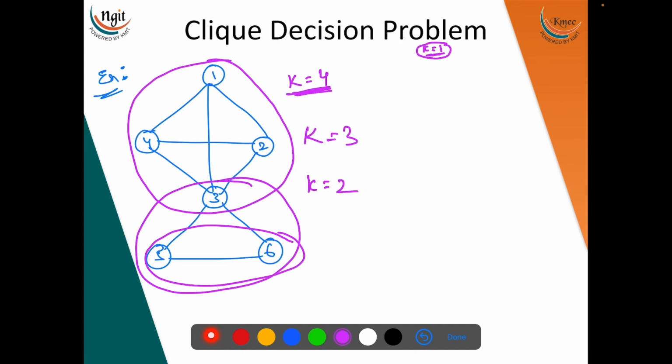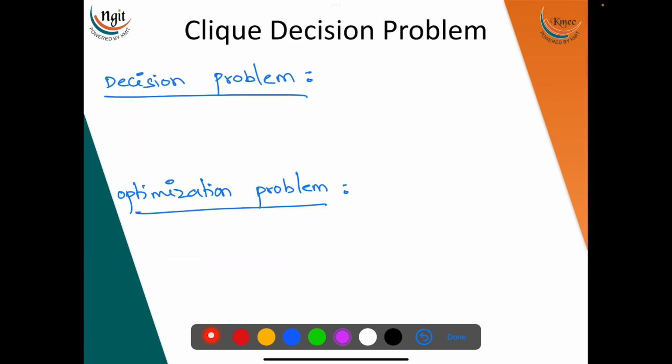Now let us understand what a decision problem and an optimization problem are. You might have understood how many cliques you have; the maximum clique size is 4, right? Now let's see what we mean by a decision problem and what we mean by an optimization problem. A decision problem is: is there a clique of size 3 in the graph? The decision is always yes or no, true or false.